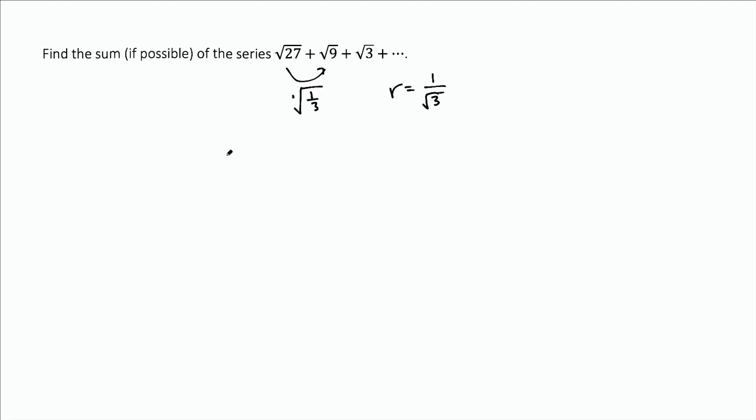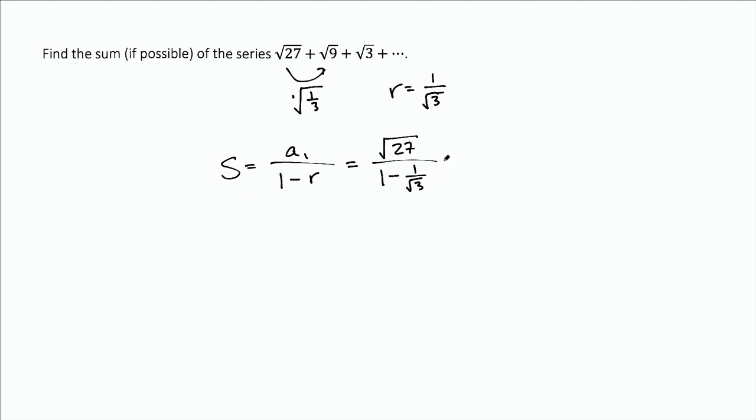And the sum for an infinite geometric series is the first term over 1 minus the common ratio. So the first term is the square root of 27 over 1 minus the common ratio, 1 over root 3. And there's not much we can do to simplify.